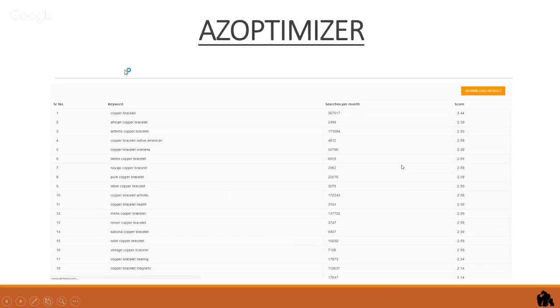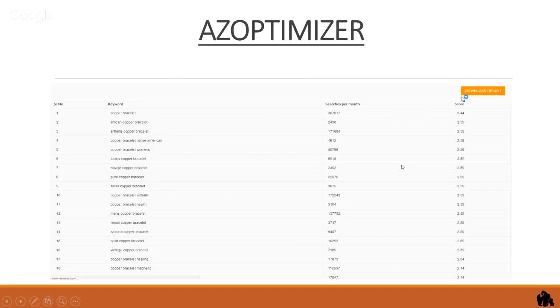Copper bracelet. So I put in copper bracelet, and that just spat all of these keywords out at me within seconds. Okay, so I didn't have to sit here and scratch my head thinking about all of these different terms, search terms, keywords, long tail keywords. It just done it for me. And the good thing about the AZoptimizer software is it gives you the search per month. In other words, it gives you the search volume per month for that particular keyword. It also ranks it. It also gives it a score. So this is the relevancy score. So if I'm searching for copper bracelet, you can see the copper bracelet is getting 367,000 searches a month, and it's got a score of 3.44, which is the highest relevancy score on the list. And it basically goes on and on and on with all of these particular scores, with all of these particular keywords and the relevant information that goes along with it.